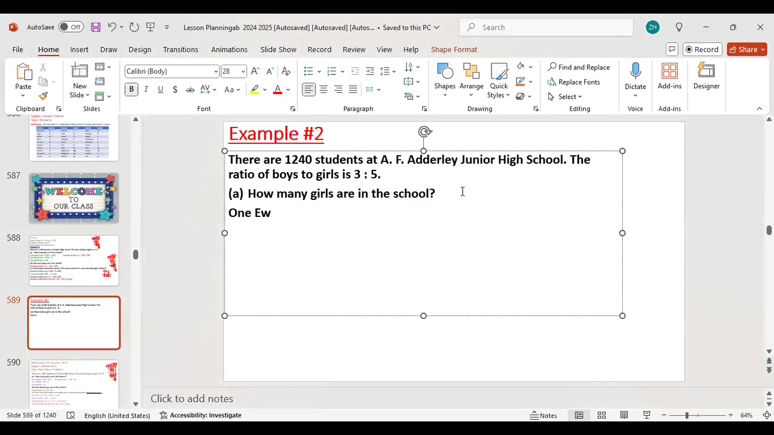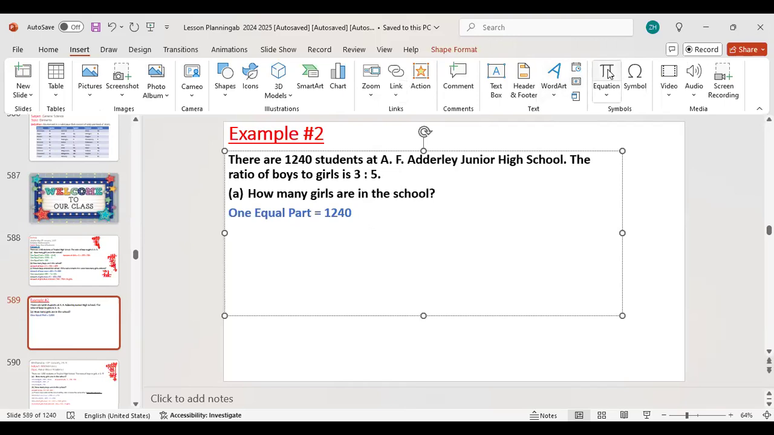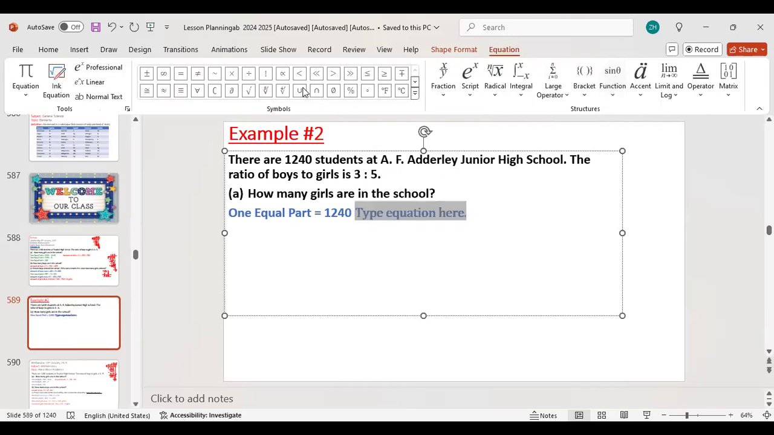We know how to do this. You all can put your answers in the chat if you know it as well. 1 equal part is going to be what? 1,240 divided by what? What are we gonna divide it by, class? 3 plus 5. Why 3 plus 5?